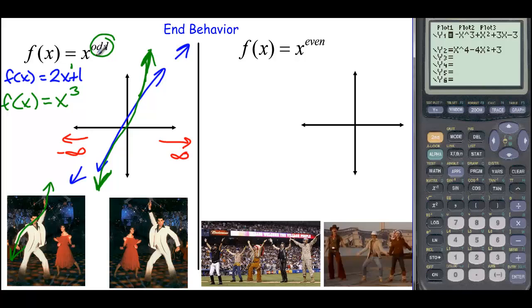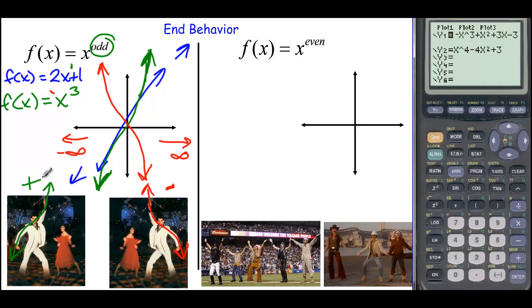Now, what happens if we introduce a negative into this equation, like negative x cubed? Well, the only thing that changes is the graph gets flipped over and goes in the opposite direction. We can see that right here. So notice, negative John Travolta and obviously positive John Travolta.